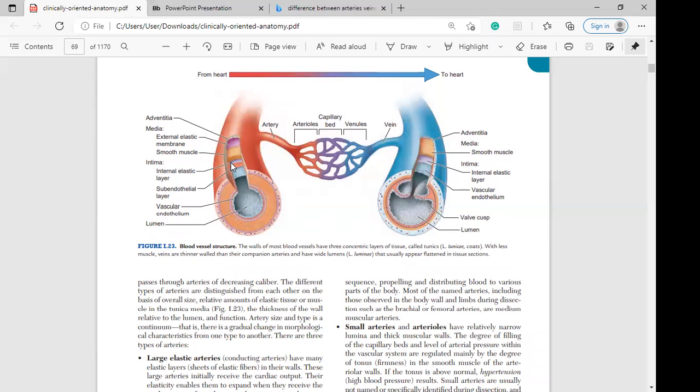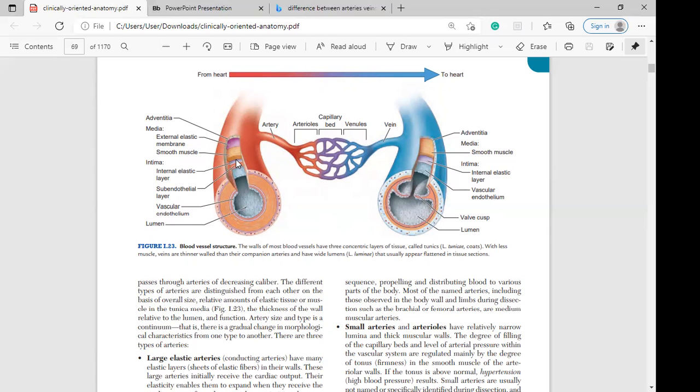So the Tunica Intima contains three main things: vascular endothelium, which is the innermost layer of the intima, and then you have a subendothelial layer just above the vascular endothelium, and then you have an internal elastic layer. Now, this is histology. They're going to ask you, what are the three parts of the Tunica Intima? So the three parts of the Tunica Intima are the vascular endothelium, the subendothelial layer, and the internal elastic layer.